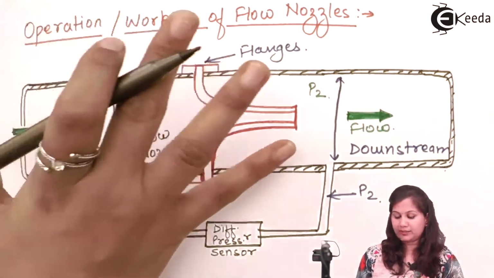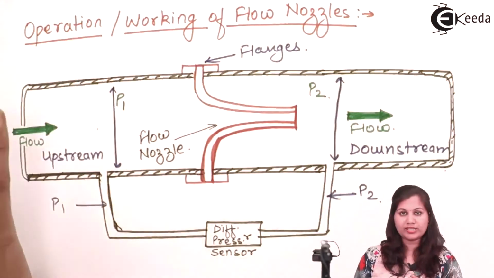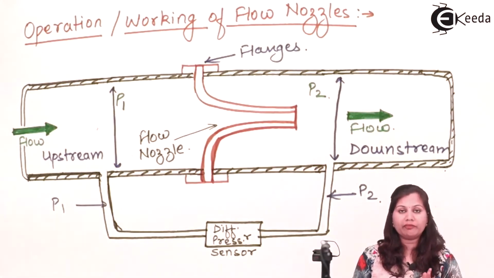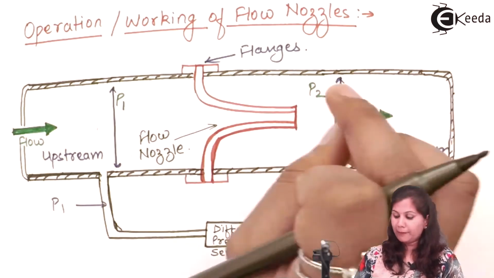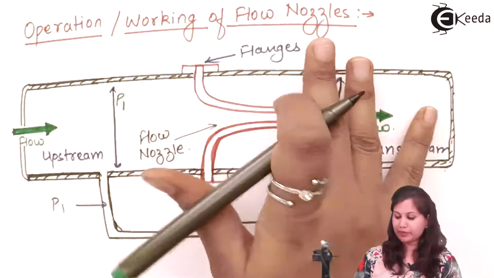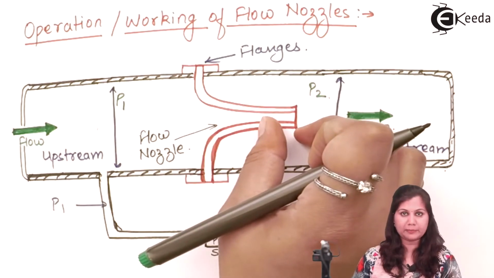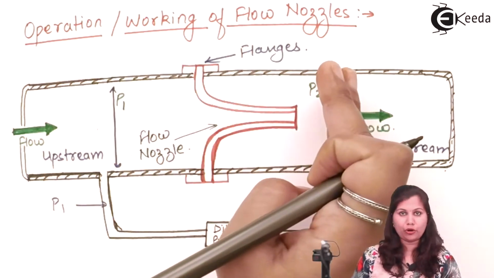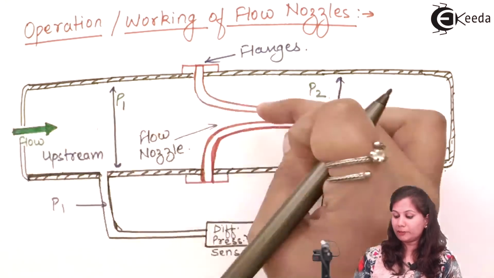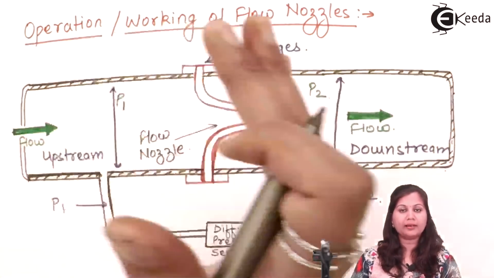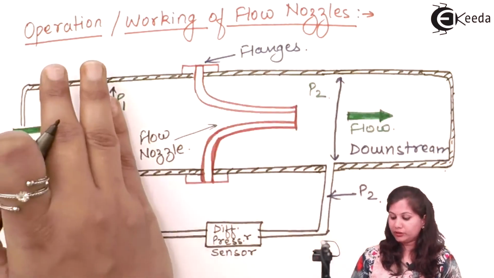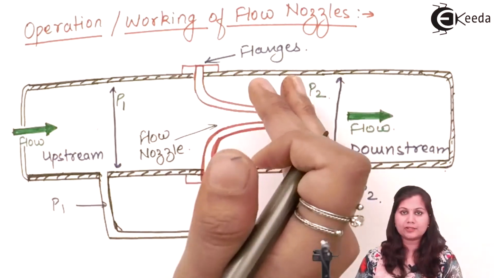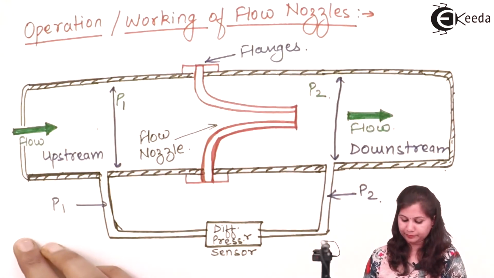Now when you see this flow nozzle, it is just similar to the venturi tube. In venturi tubes we had the converging part, throat, and a diverging part also, but in flow nozzles no diverging part is present, only the converging part and the throat. So there will be a pressure drop, but in the venturi tube, because of the presence of the diverging part, the pressure can be recovered, but here no recovery of pressure is there. The pressure drop will be created due to the presence of the flow nozzle. So let's see its working.